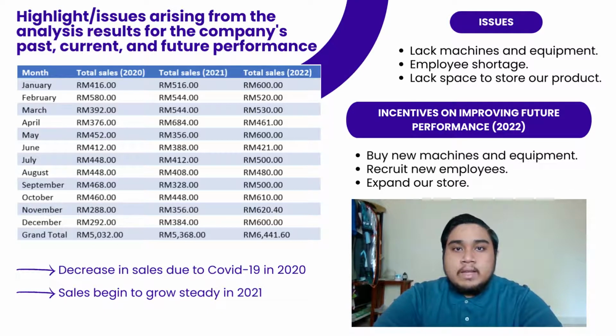Okay, next I will discuss the highlights or issues arising from the analysis result for the company's past, current, and future performance. The first one is the decrease in sales due to COVID-19 in 2020. For example, the total sales for May 2021 was only RM 356 compared to the previous year of May 2020, which was RM 452.